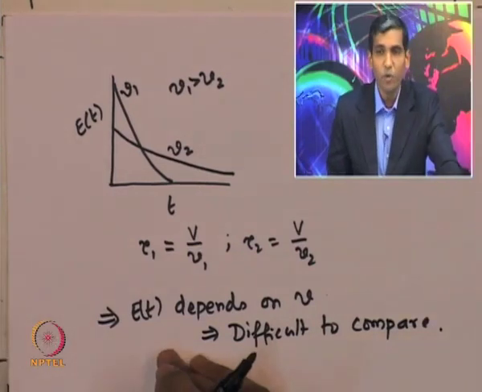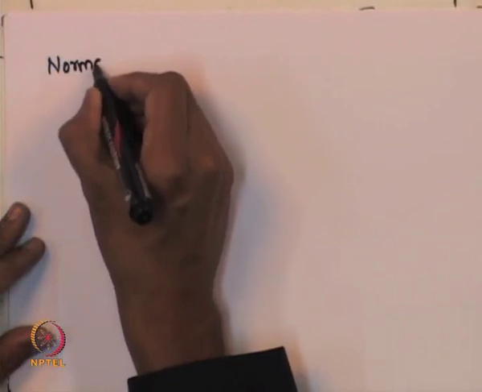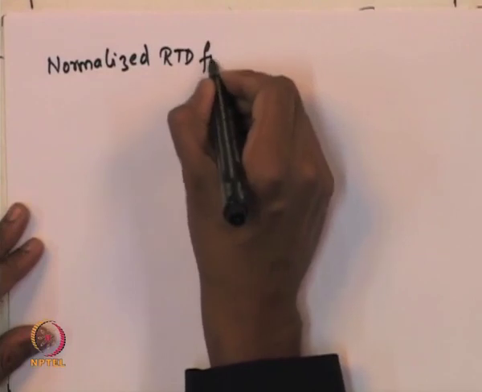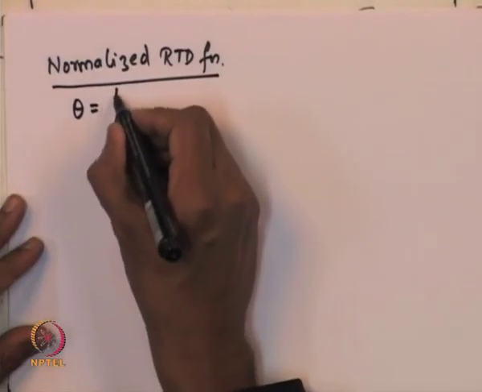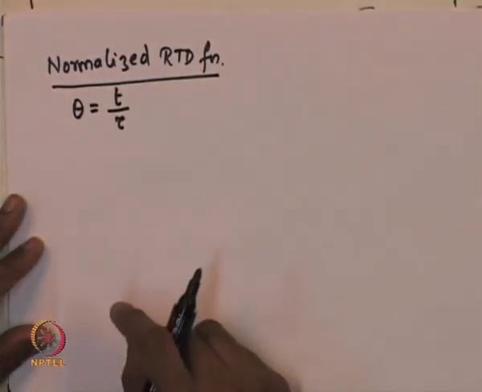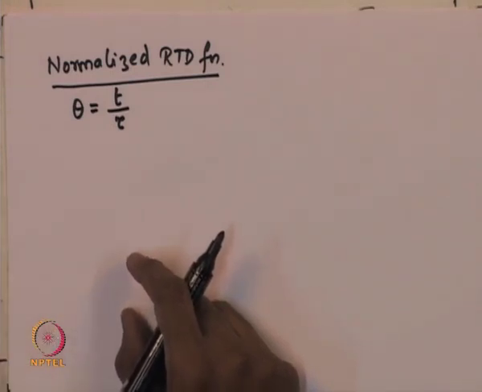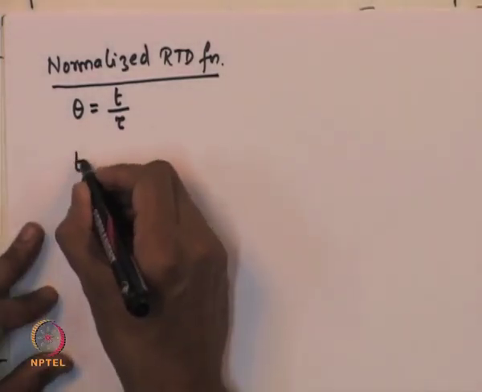So, as a result, it is useful to define a normalized RTD function in order to facilitate the ability to compare different RTD curves. So, let us look at what the normalized RTD function is. Suppose we define theta as the ratio of t divided by tau, where tau is the space time of the reactor.